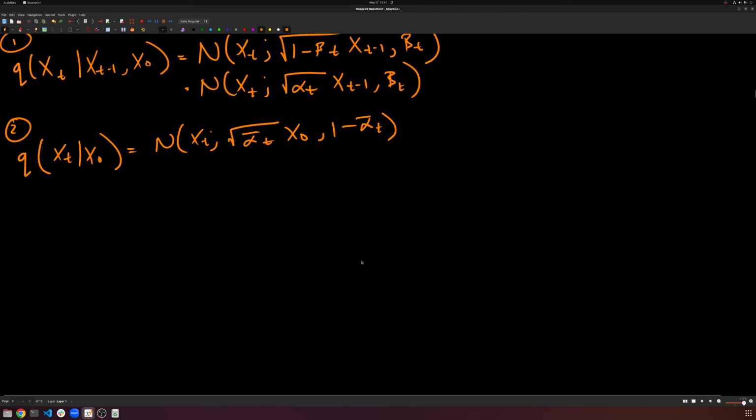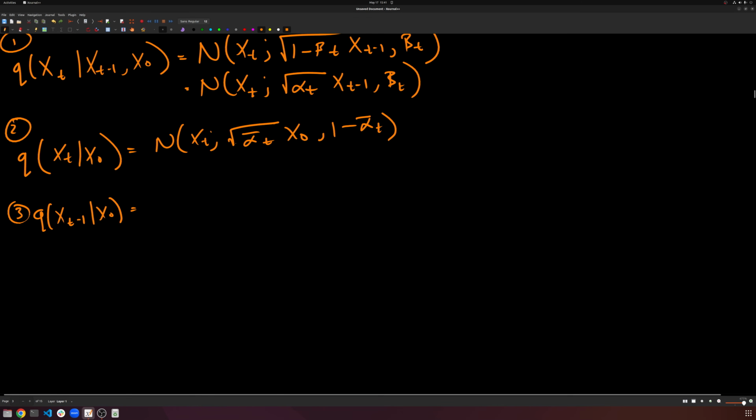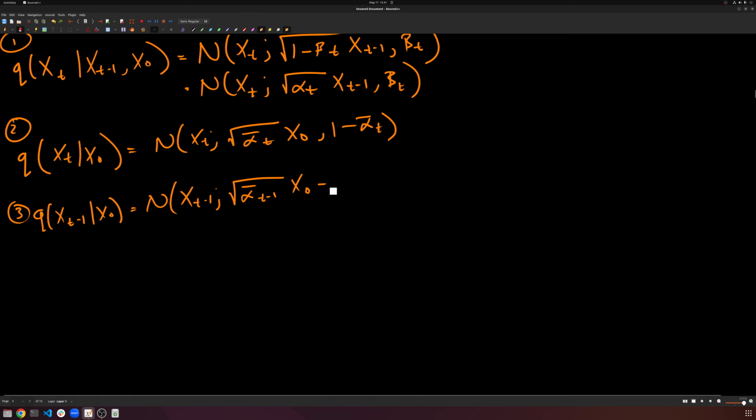And then similarly, number 3, Q of XT minus 1 given X0, is exactly the same thing. It's just instead of having all these t's here, we'll have t minus 1s instead, right? Because it'll just shift over. So t minus 1 is our variable. We'll have square root alpha hat t minus 1 times X0, and then we'll have our 1 minus alpha hat t minus 1, but nothing else changes. And so we're now good to go.